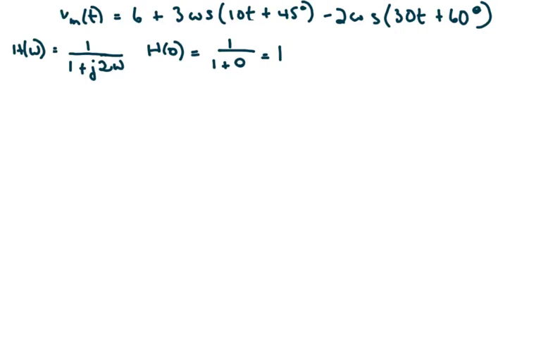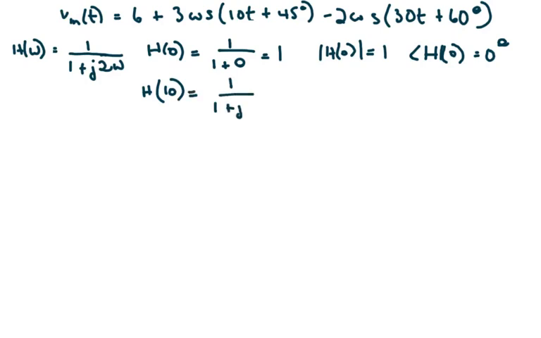And if we want to have the magnitude and phase, that's of course just going to be 1 at an angle of 0 degrees. Okay, so now we want to evaluate the transfer function at omega equals 10. So that gives us 1 over 1 plus j times 20. Okay, so we want to again find the magnitude and phase of this.